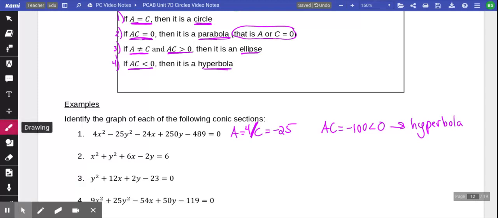For the next one, we have an A value of 1 and a C value of 1. So A is equal to 1, and then C is also equal to 1. And since A is equal to C, according to our rules up above, this will give us a circle.